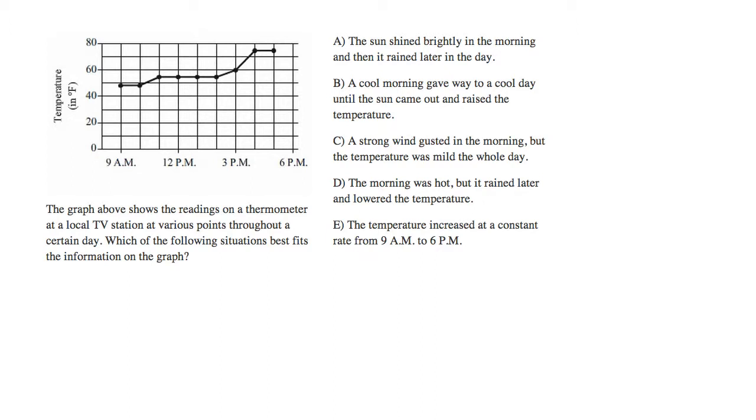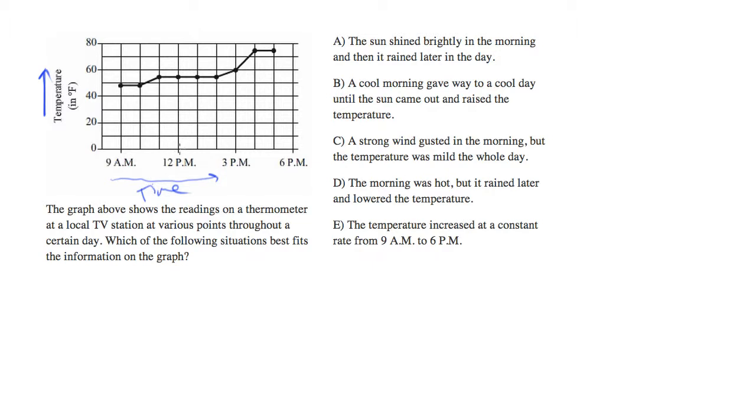This is the real Tom Rose, and we're dealing with a data interpretation question here. Now, this chart is showing time on the x-axis, right? And we're showing temperature on the vertical or the y-axis. Now, how do you read this chart?